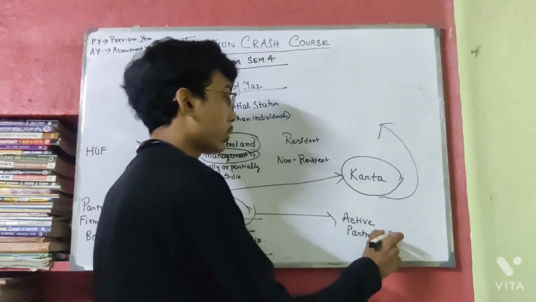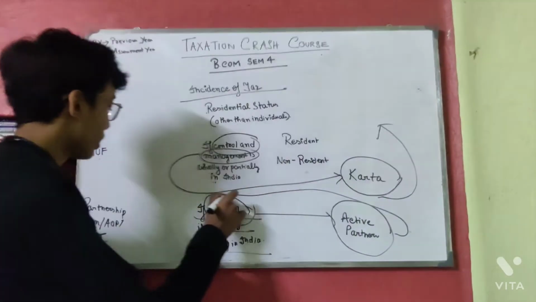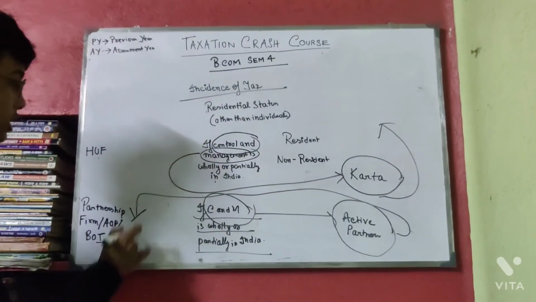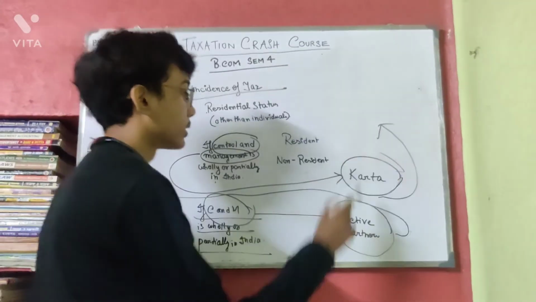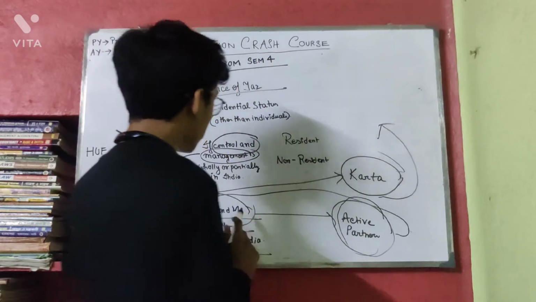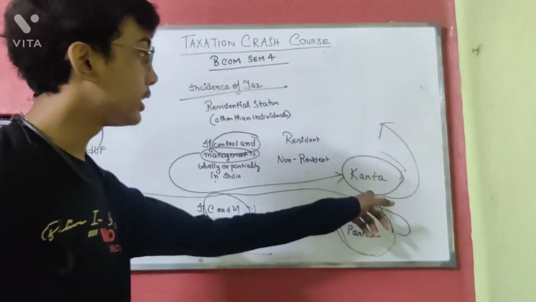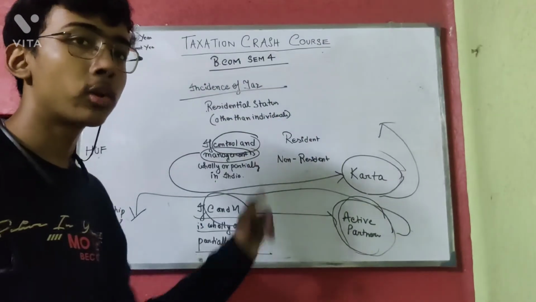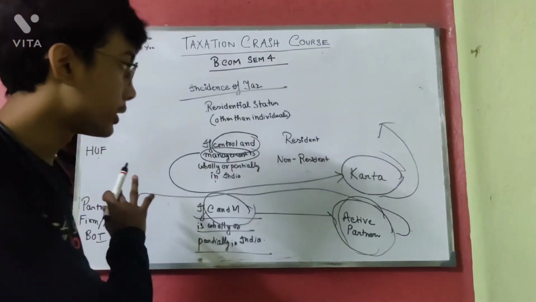Here the decisions are taken by the active partners, and the place of residence of the active partners is the base for calculation of the residential status of a partnership firm. So in the case of HUF, Karta is the base, and in the case of a partnership firm, active partners are the base. So if the Karta resides in India during such period of more than 182 days, the Karta is a resident, then HUF will be considered to be a resident.